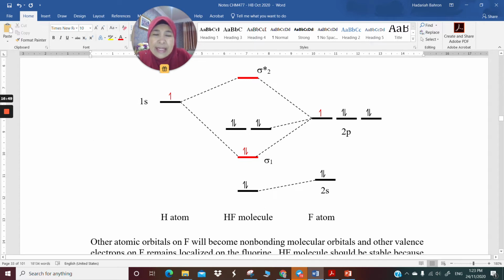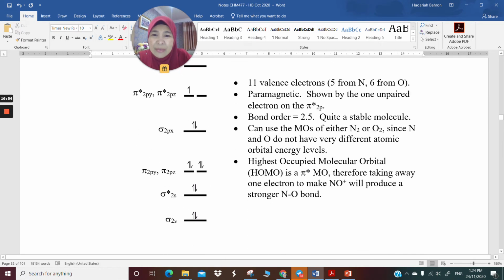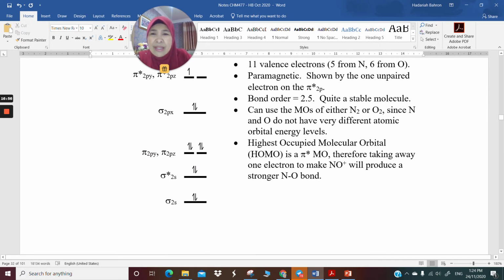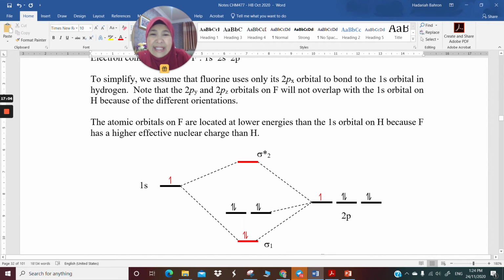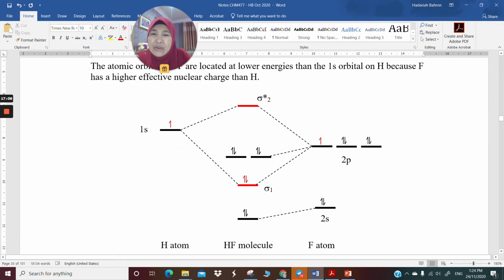You cannot say here that this is sigma 1s like the one that you see at the top here, or sigma 2s, because those are formed from the same 2s overlapping with 2s. But in this case, your 1s is overlapping with your 2px, so you just simply call it a sigma 1. And then the antibonding molecular orbital is called a sigma antibonding 2.